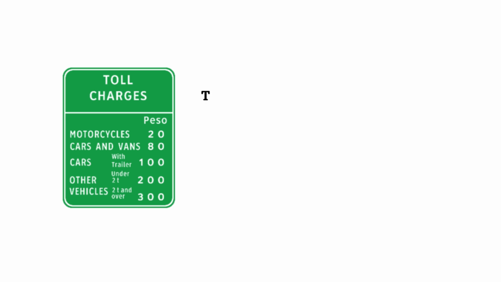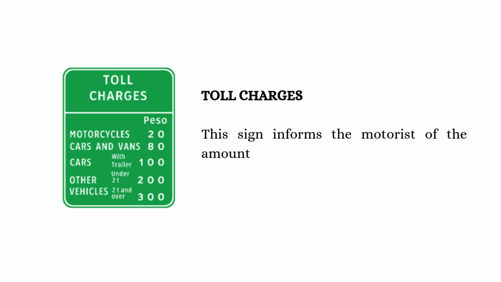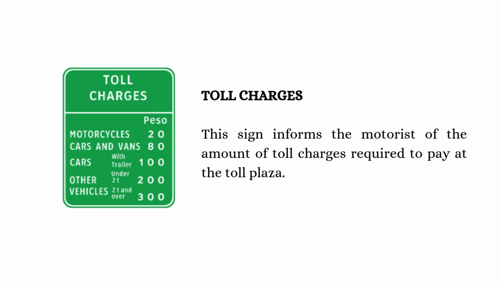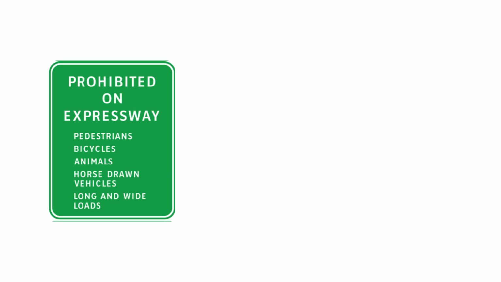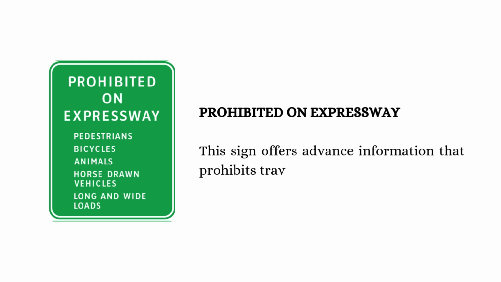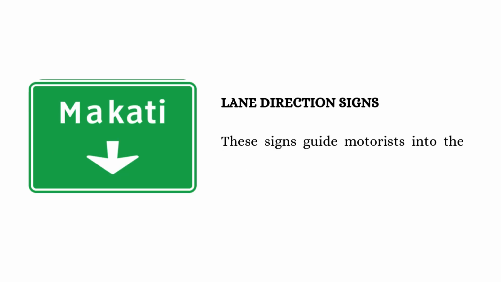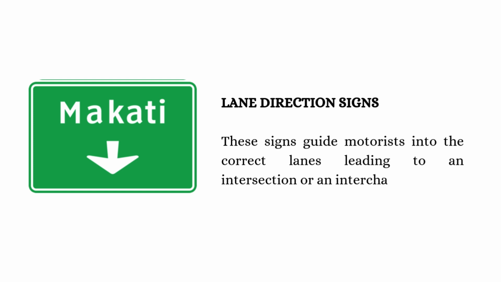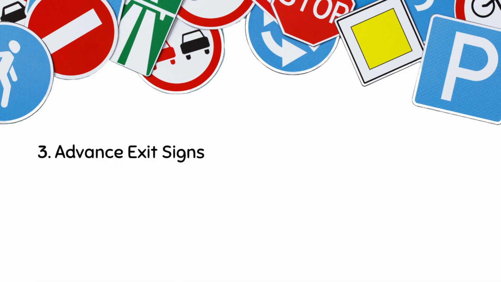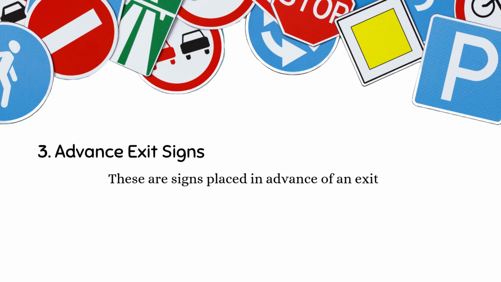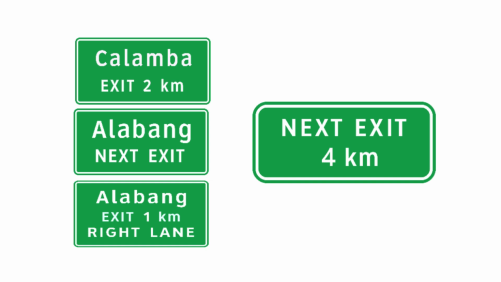Toll charges. This sign informs the motorist of the amount of toll charges required to pay at the toll plaza. Prohibited on expressway. This sign offers advance information that prohibits traveling on expressways. Lane direction signs. These signs guide motorists into the correct lanes leading to an intersection or an interchange. 3. Advance exit signs. These are signs placed in advance of an exit toll. These are examples of advanced exit signs.